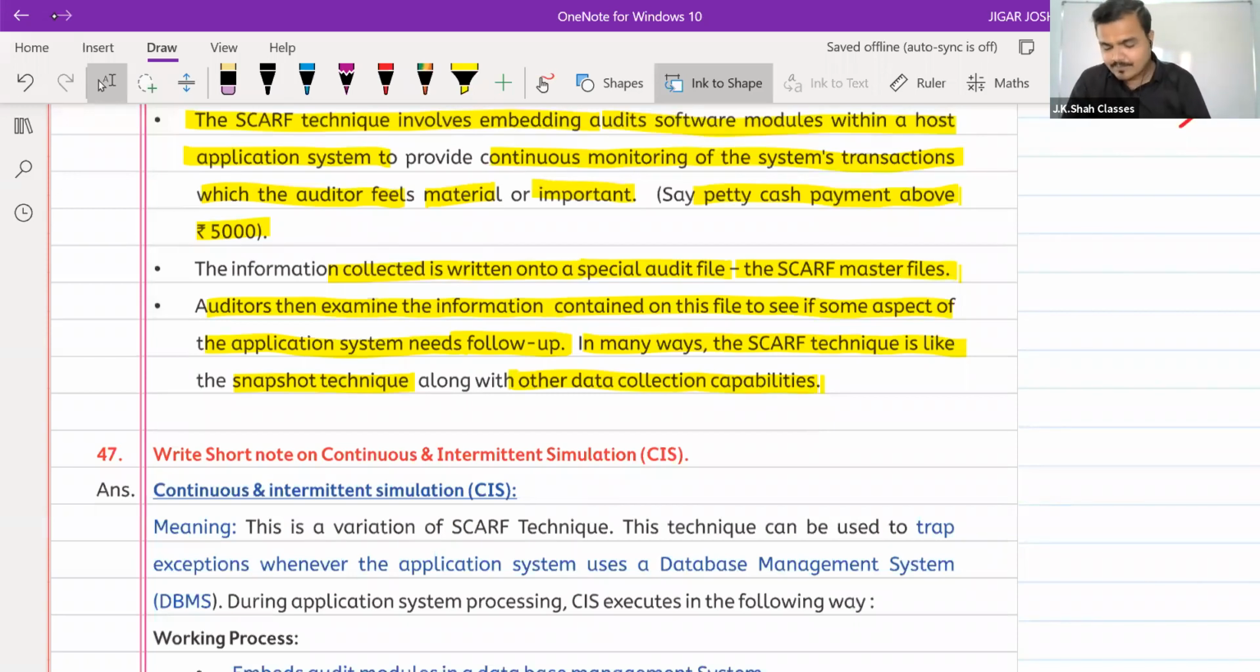Understood, my dear chartered? So first one was the snapshot technique. Second, sir, integrated test facility, in which fake data is combined with the original one. And third one, sir, is the System Control Audit Review File. A file system, sir, which is designed and developed in such a manner where if anything is going wrong, it can be easily identified, easily understood, and the problems could be easily removed. Understood?